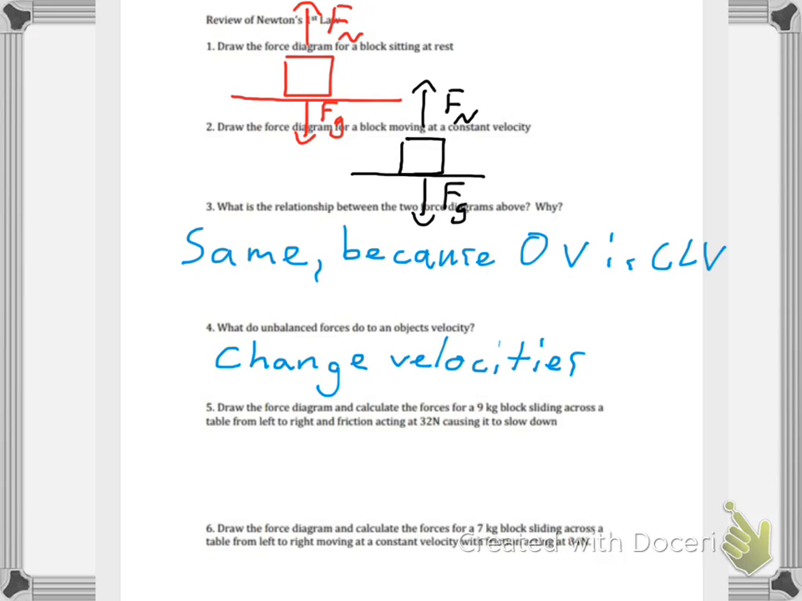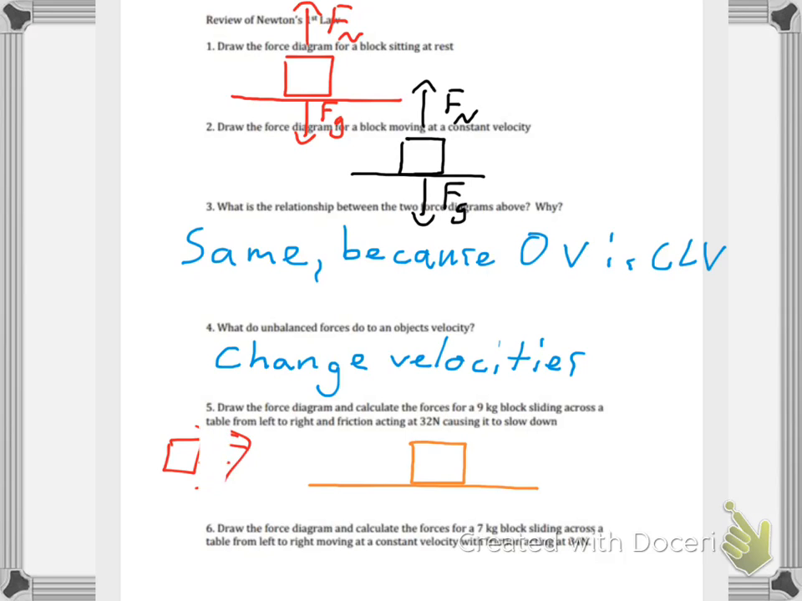Number 5, we are drawing a force diagram and calculating the forces of a 9 kilogram block sliding across a table from left to right with friction acting at 32 newtons to make it slow down. So we'll draw our block, draw our table, and this guy is sliding. But to go along with that sliding, there's friction, so it's sliding left to right, and friction is acting at 32 newtons. So this block, we'll say, started here, and it's sliding this way.